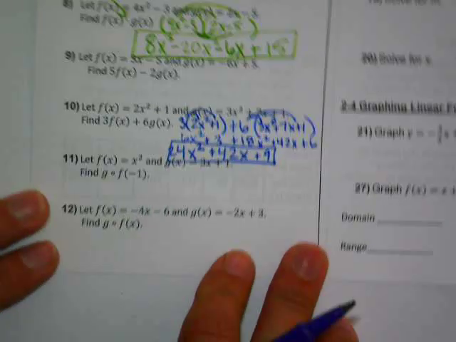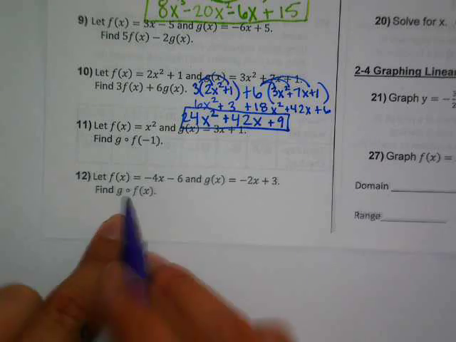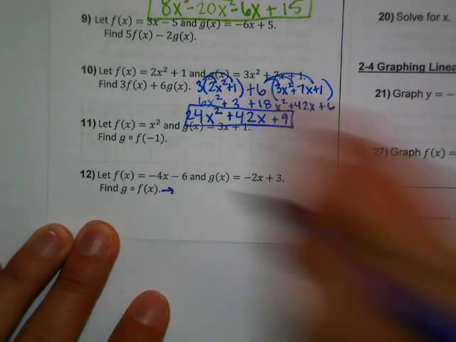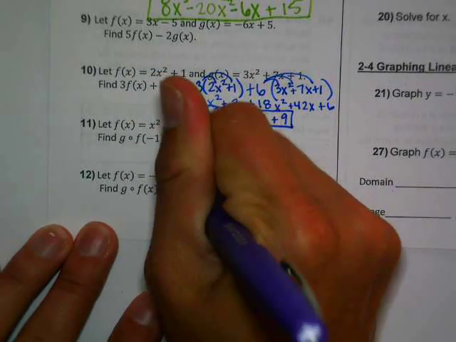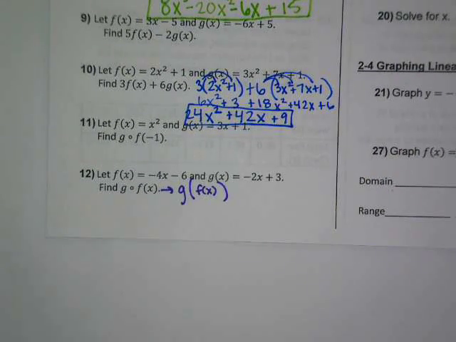All right, number 12. The open circle here means a composition, so it's not multiplying. None of this means multiplying. It's composition. So first I want to rewrite it, g of f of x. You're going to put the second letter inside the first function. So f is going to go inside of g.